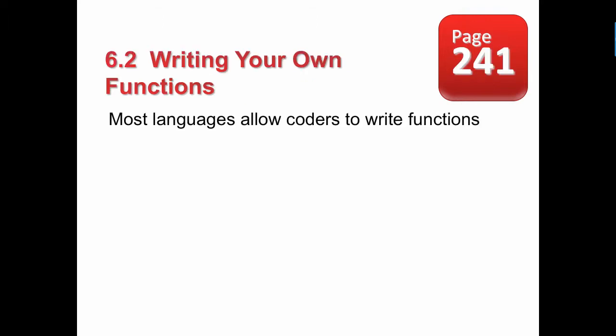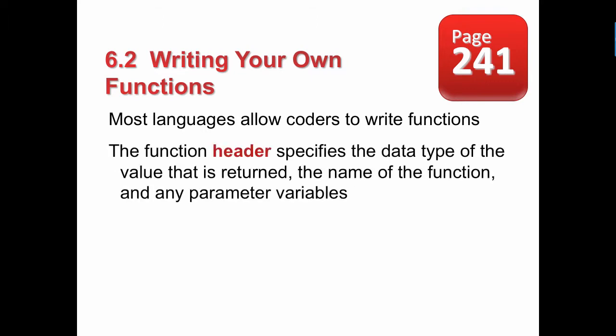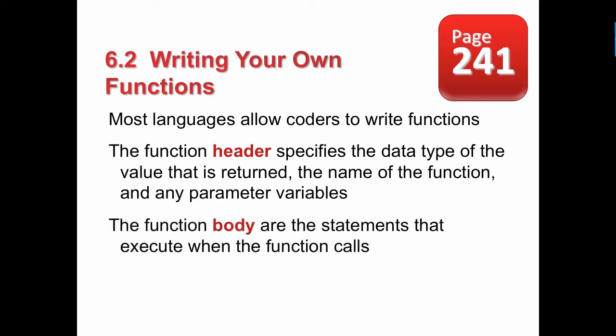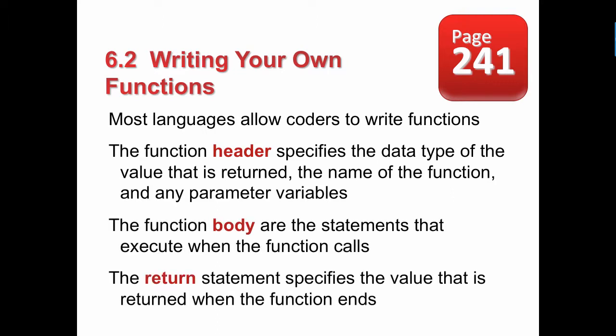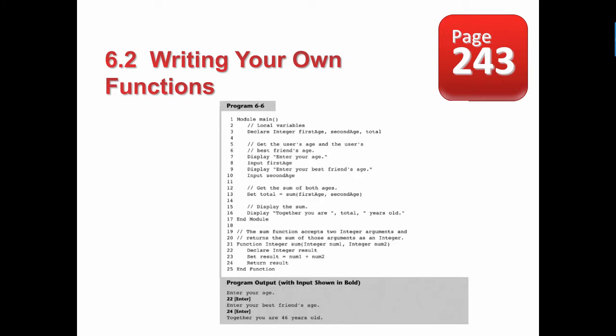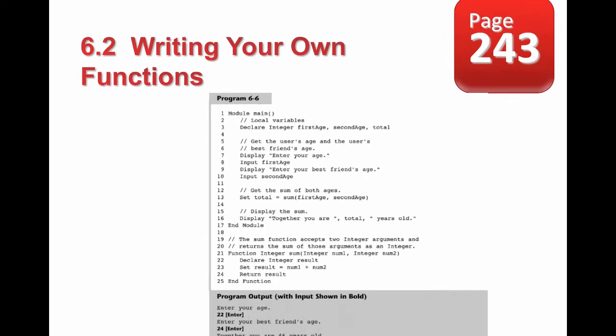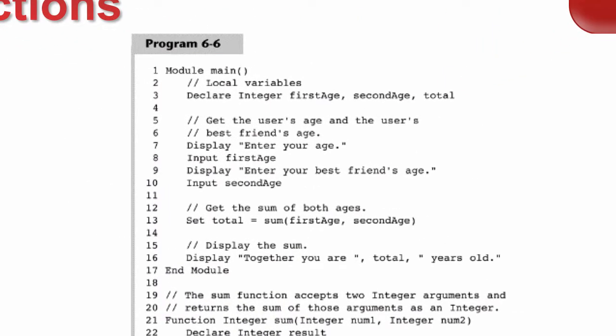So if you want to write your own, and we're going to start there, most languages allow them to be written, and they contain basically three parts. They've got the header, and then they've got the body, and then they've got the return. Well, we've seen that before. That's really what a full program looks like. But have you ever thought about a C++ program and its name? It's called the main function. This is an example of a main module, and you can see it goes down just so far.